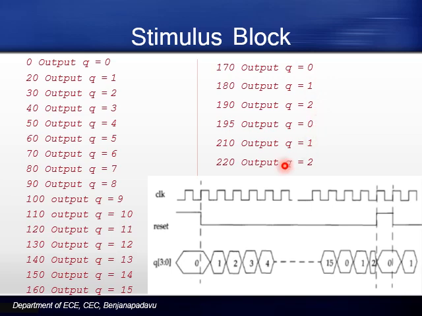This is how the output appears when it is displayed on the monitor. This is the clock signal. It's a train of continuous pulses. Reset is high at time t equal to 0, and because of this reset signal, the counter will be reset to 0 initially. So at 0, Q is 0. At t equal to 15, reset will become 0. Once the reset becomes 0, the counter will start counting.